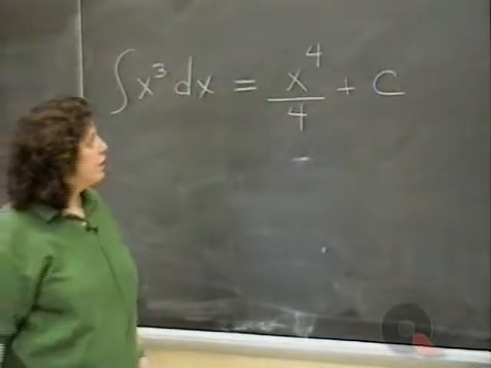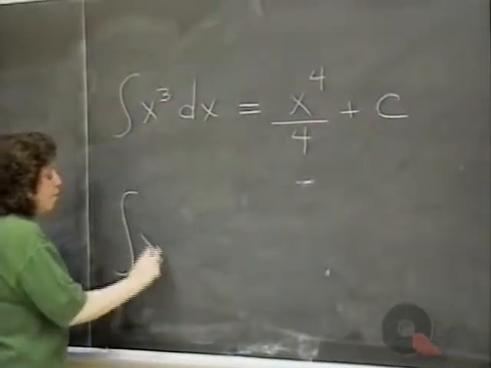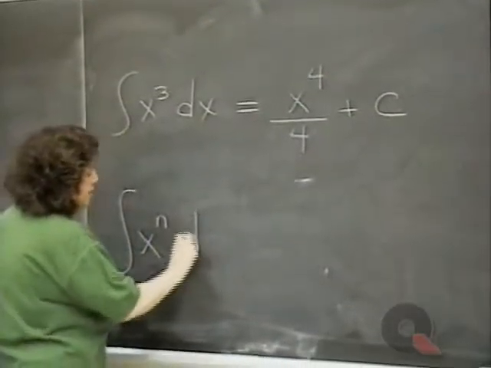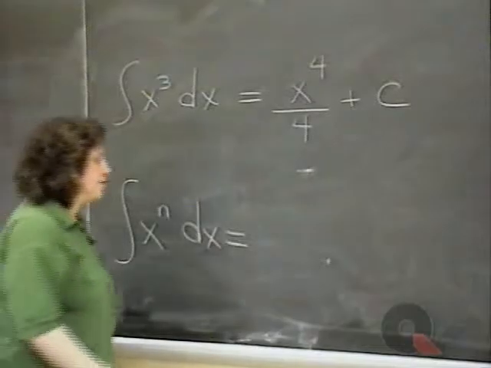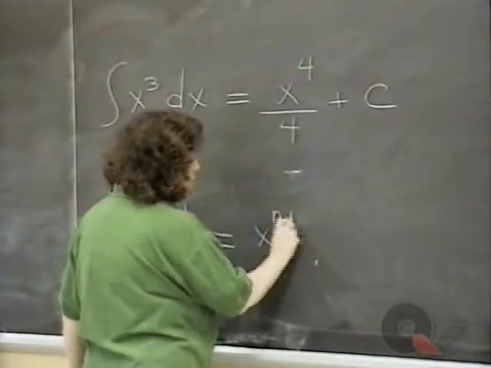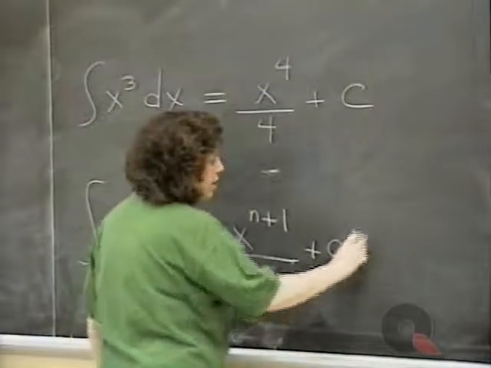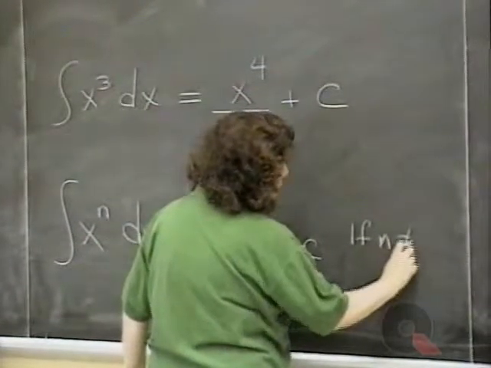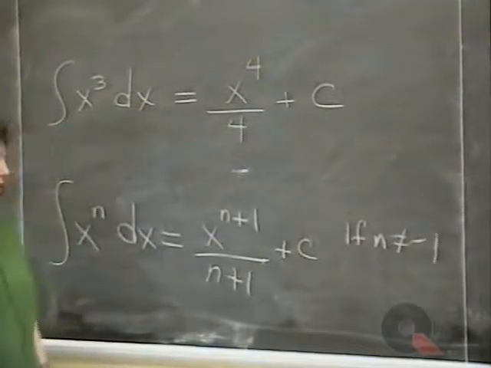We can use this to get a general formula for the antiderivative of x to the n with respect to x. Following this pattern, it's going to be x to the 1 more power over that power, plus c, assuming that n is not minus 1, because if n were minus 1, we'd have division by 0.